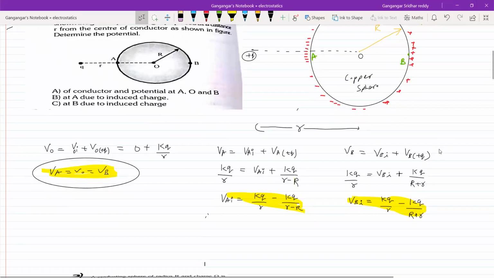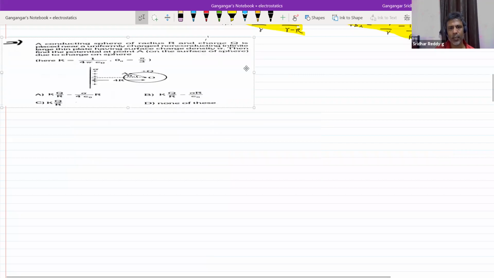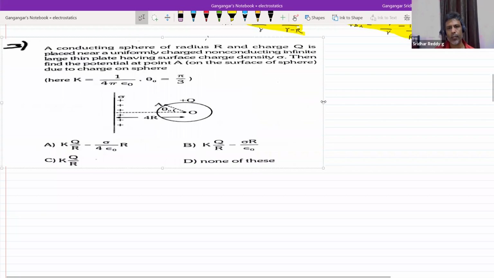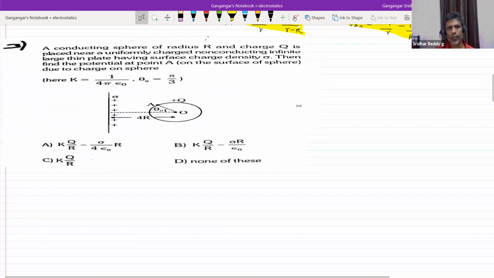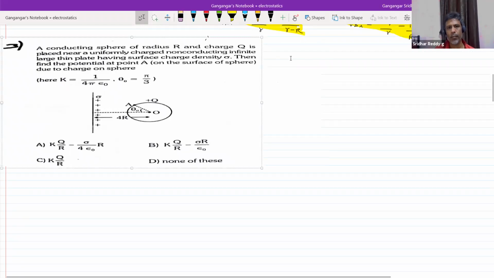And now for this, the same idea is what you have to implement here. These are the typical questions that you have. In a few of the books it's available. I just picked up one. Okay, read the question.